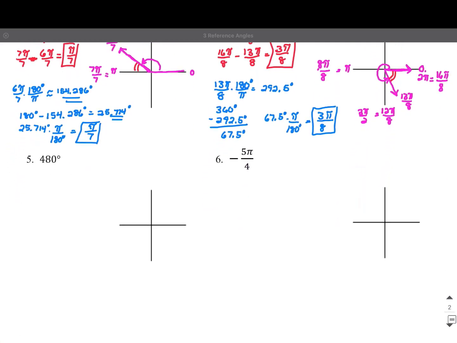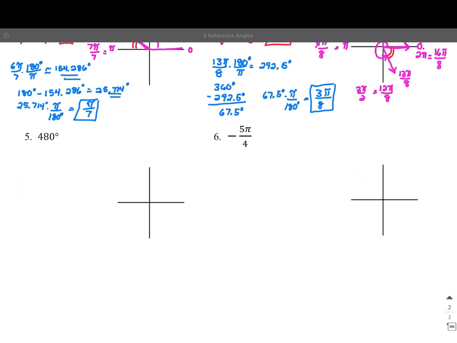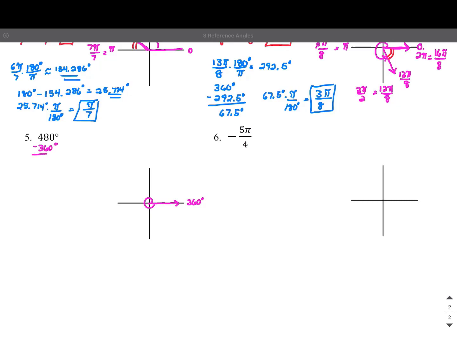First one here is 480 degrees. Why do I want to look at 480 degrees? Because 480 degrees goes all the way around 360 degrees and it's not done. So we subtract 360 degrees. That gives us 120 degrees. So now we know we have another 90 and then not quite to 180. So we're going to be over here where the 120 is.